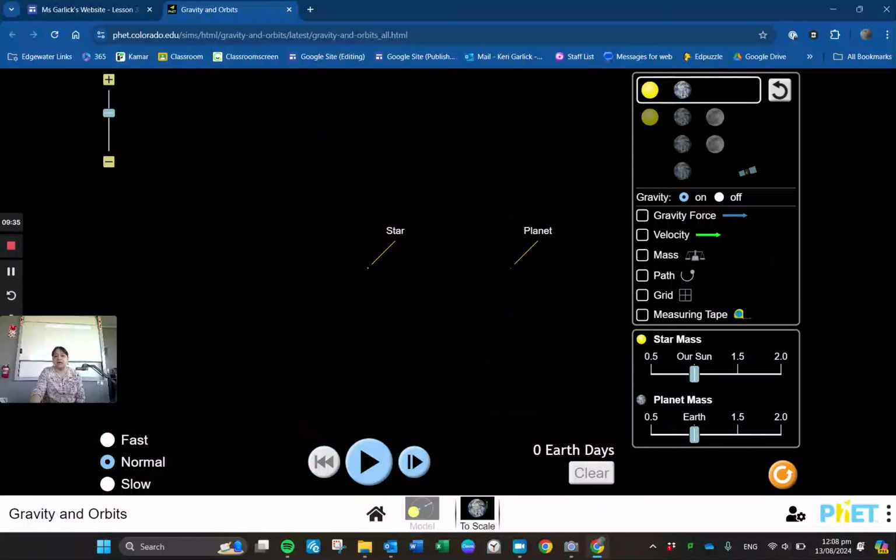Let's see it to scale. So this is what it's actually like to scale. It's crazy to think that to scale, this is what's happening. So let's do gravity. Let's see, what's mass? Oh, that's pretty interesting. So there you go, the ratio between the Earth and the sun. We'll see the path.